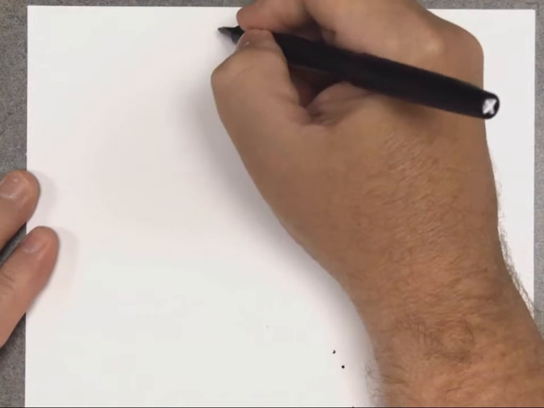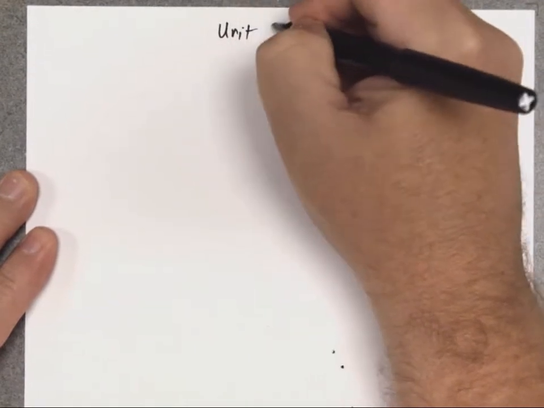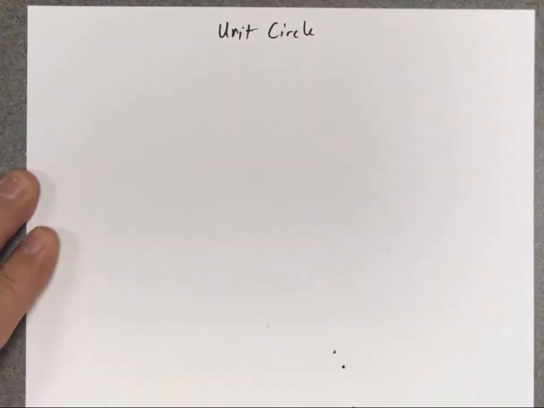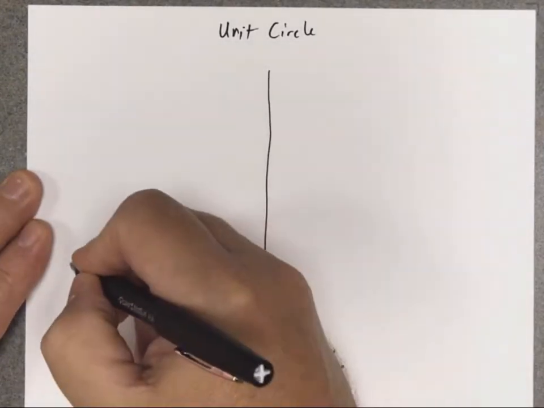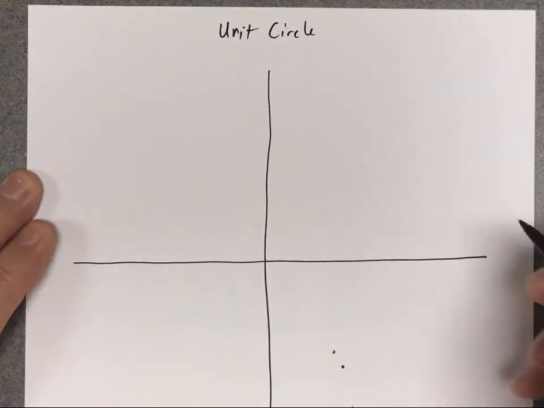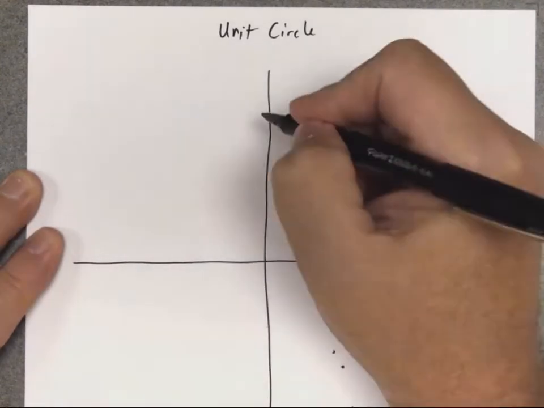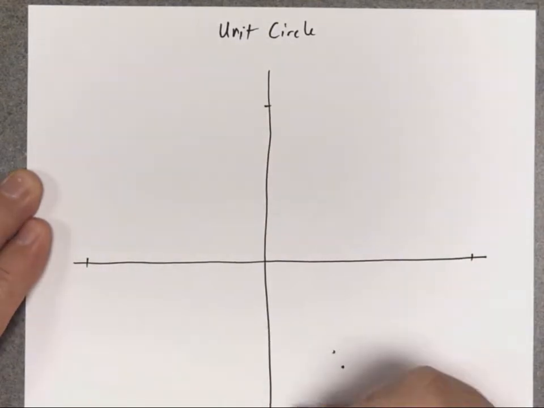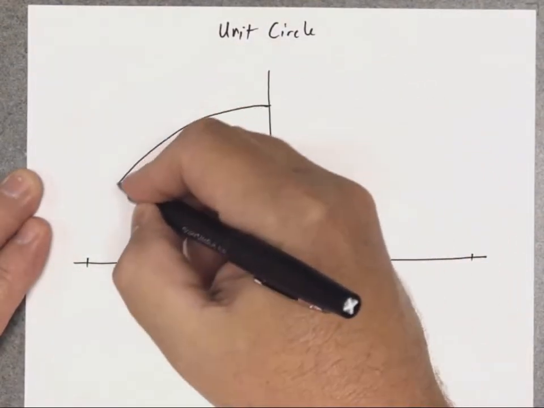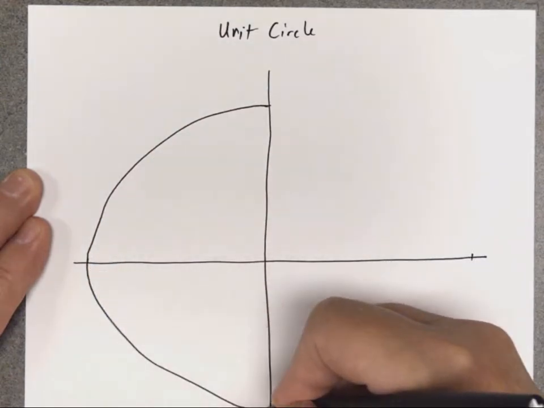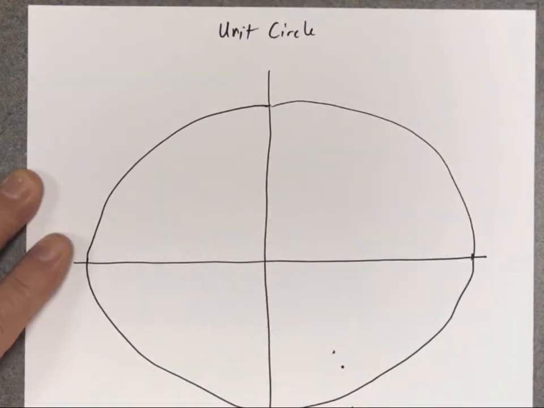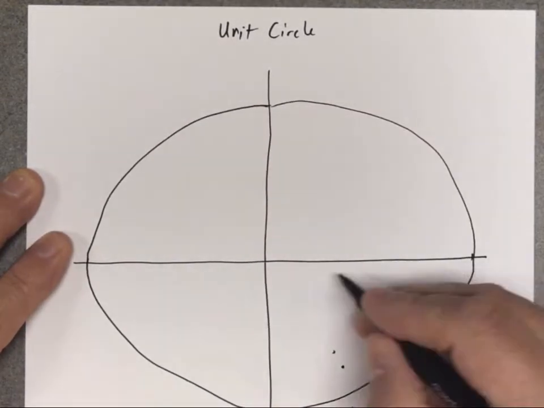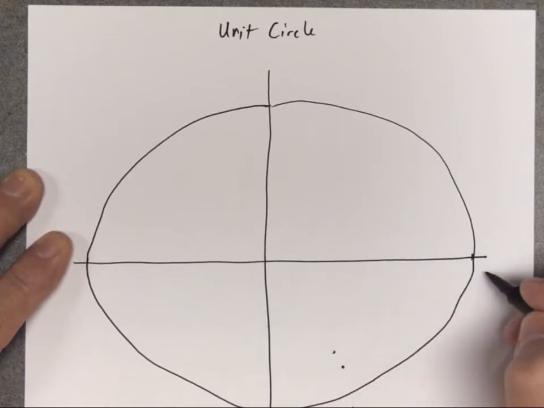Okay, so let's talk some more about what the unit circle is and why it's so important in trig. So I'm going to try and draw and explain the whole unit circle. I'm going to try and make a pretty big circle. Of course, unit circle means the radius of the circle is 1.